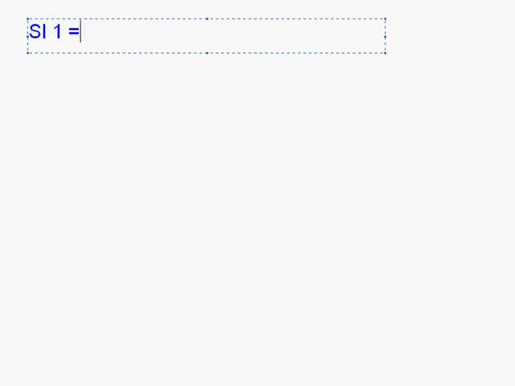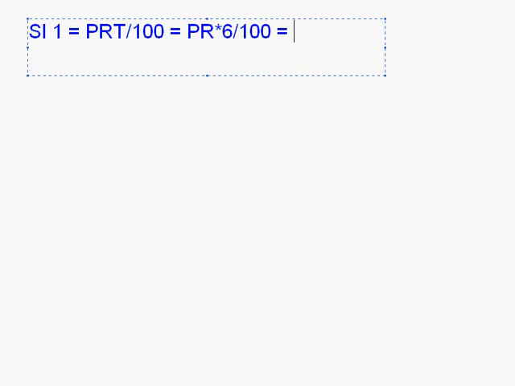We'll write out the formula for simple interest. So simple interest 1 would be PRT upon 100, right? Keeping everything else same, we need to change only the time period because we know only time here. So it will be PR times 6 upon 100. We'll look at it later.